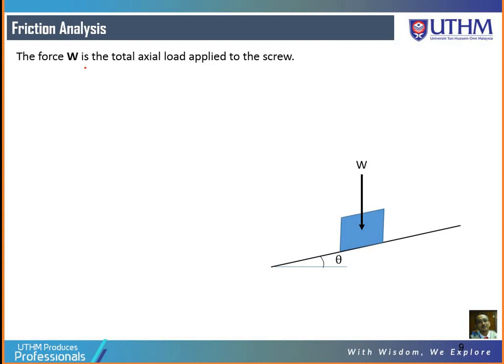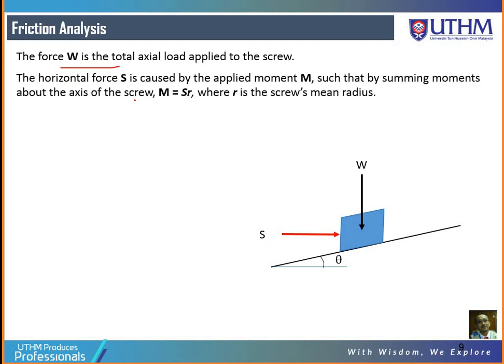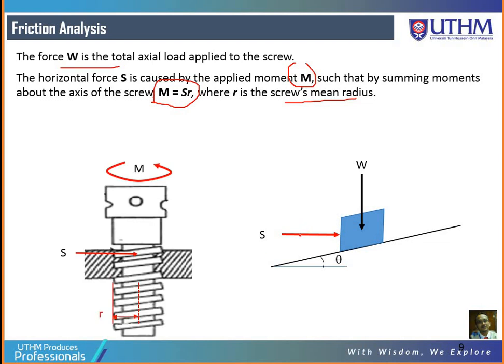Let's say W is the total axial load applied to the screw, and this is the external force S. S is caused by the applied moment M, such that by summing moments about the axis of the screw, M is equal to S times R. R is the mean screw radius.